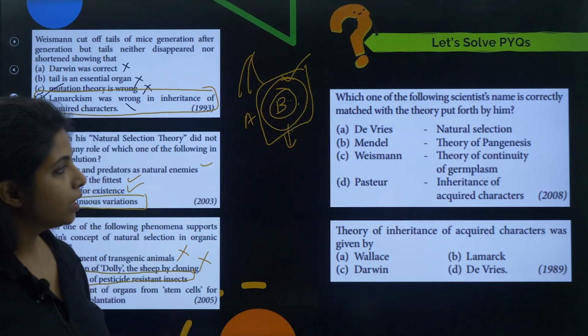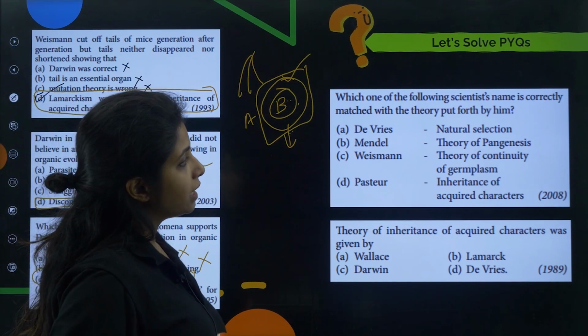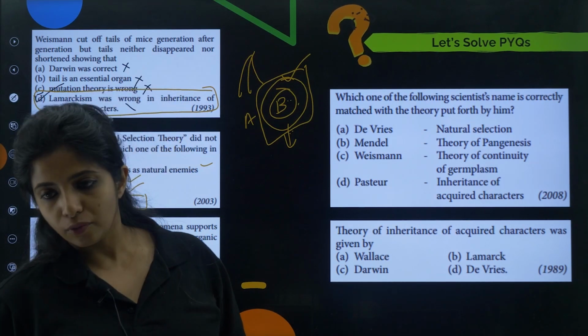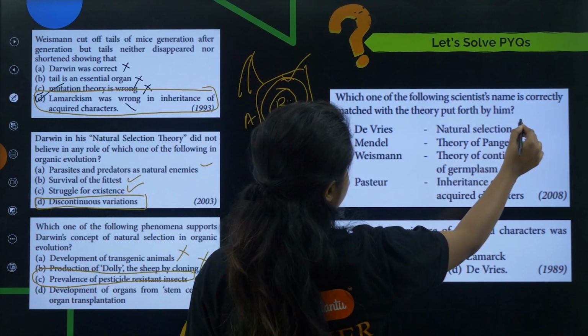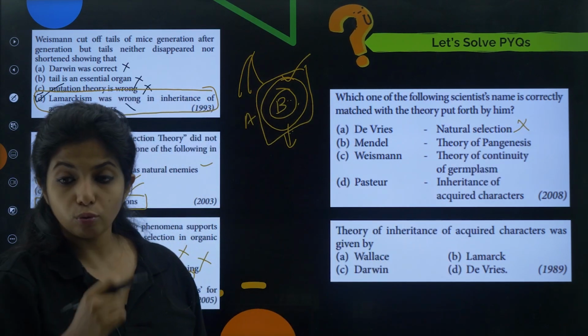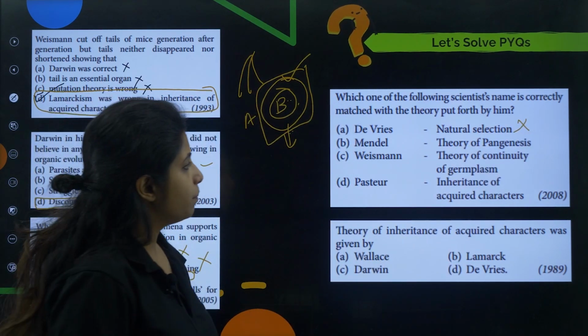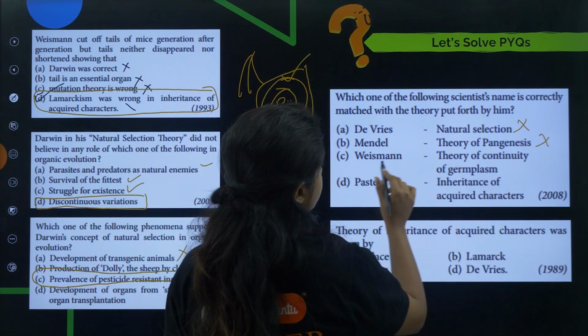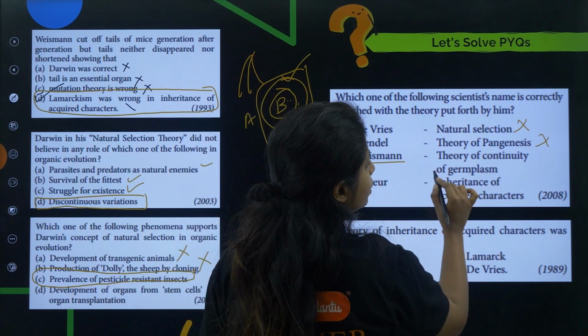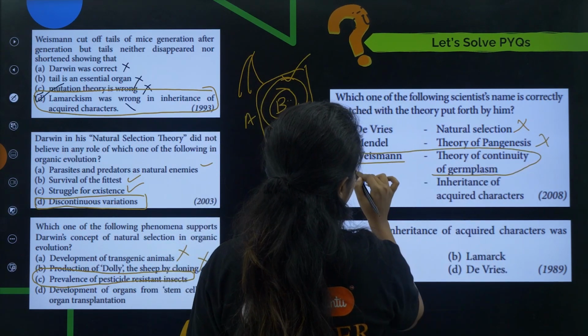Now, which one of the following scientists' names is correctly matched with the theory put forward by him? De Vries, natural selection, no children. Who gave natural selection? It was Darwin. Mendel, theory of pangenesis, no my dear children. Weismann, the theory of continuity of germplasm. Yes, this was the correct thing.